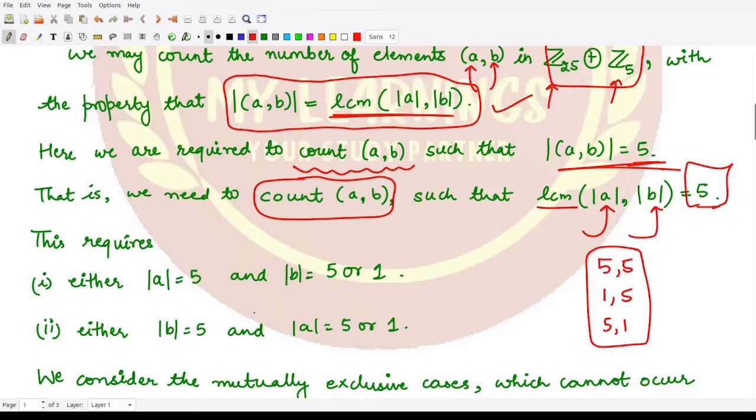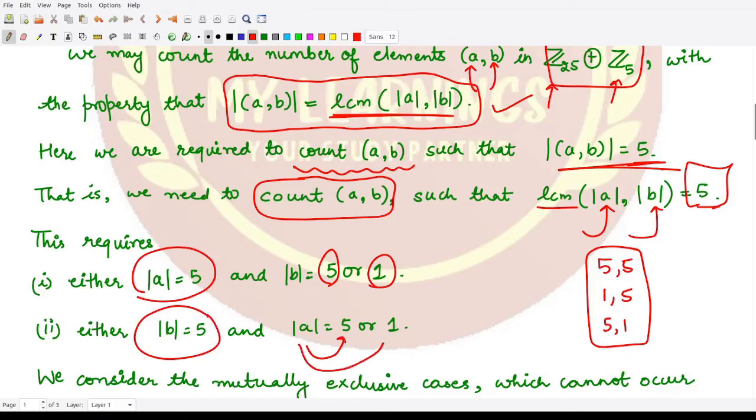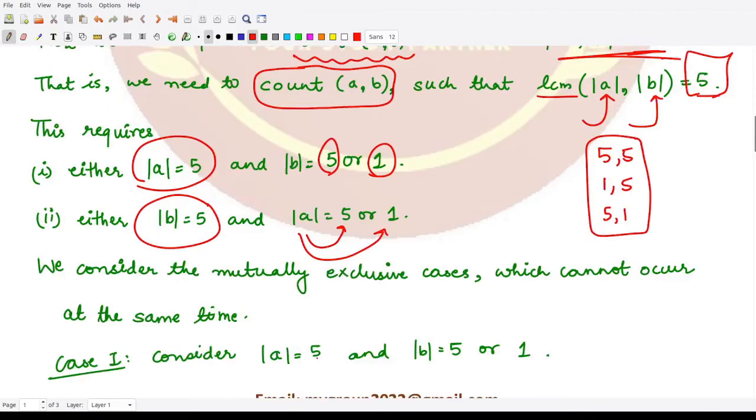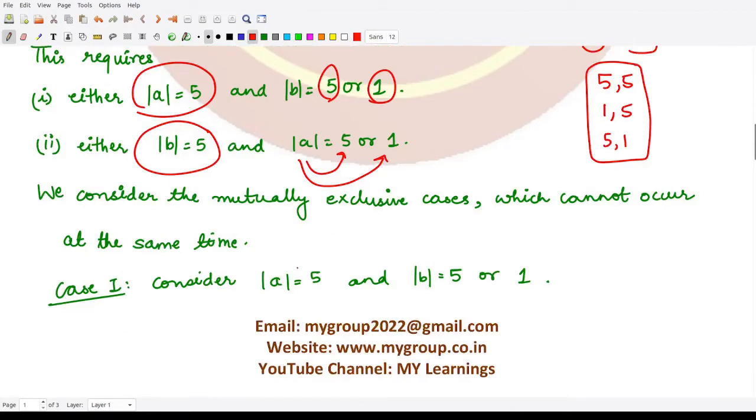So that means either the order of A should be 5 and B should have order either 5 or 1, or we may have the case where the order of B is 5 and A could have order 5 or 1. So let's consider the cases which are mutually exclusive, that means the cases which do not repeat each other. You see the case 5 and 5, where the order of A is 5 and the order of B is 5, is covered in the first case. The case where the order of B is 5 and the order of A is also 5 is also covered there, so we will not take this case in the second part.